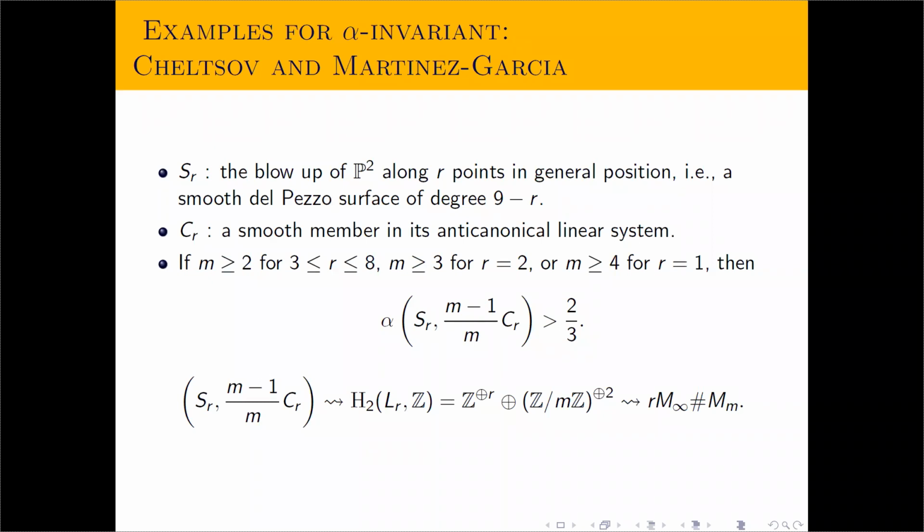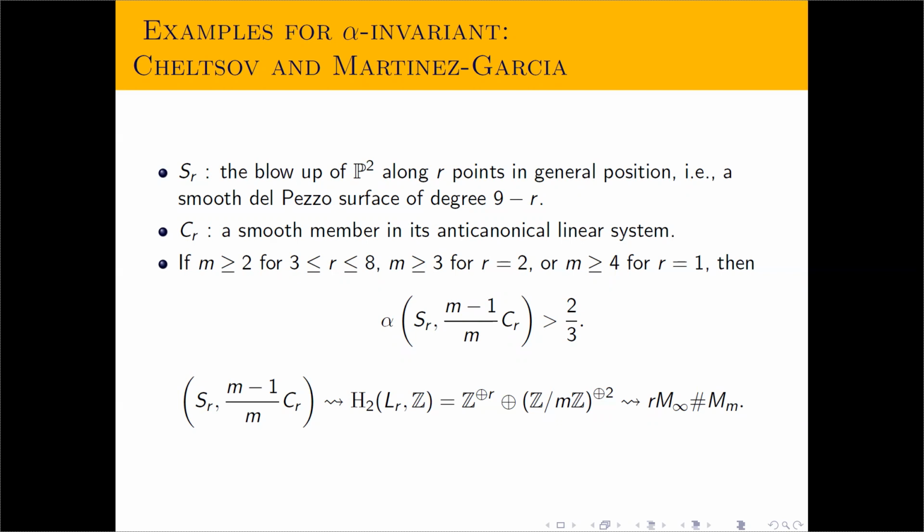So you consider a del Pezzo surface of degree 9 minus r. You just blow up r points in general position, and you consider a smooth member in this anti-canonical linear system. Then they compute this number for 1 minus beta. But for this case, their formula tells us that this number is always bigger than 2/3.